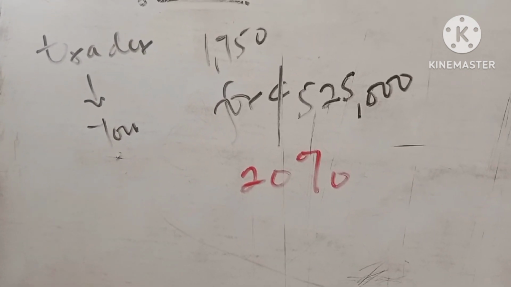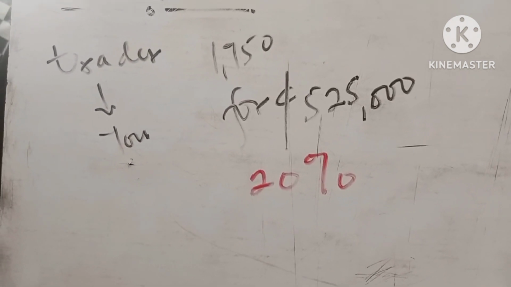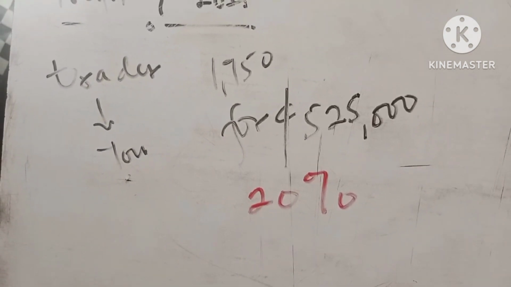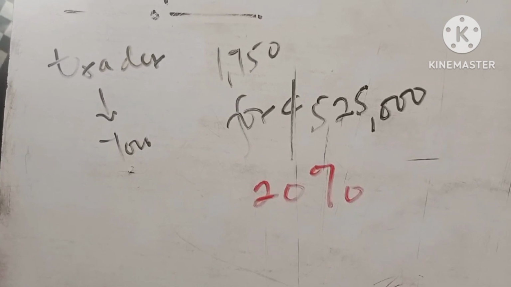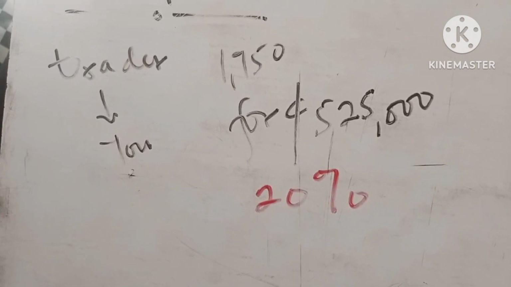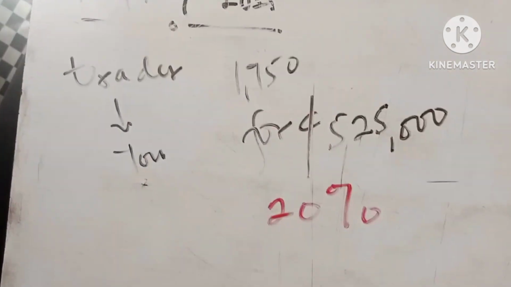Now the first question says that you should calculate the cost of each article. The cost of each article is exactly what you are going to determine. The total number of articles was 1,750.